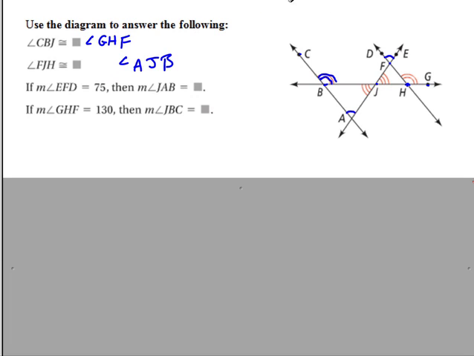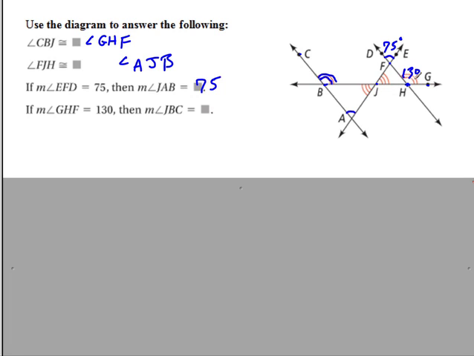Fantastic. What if we give them actual numbers here? EFD. Where's EFD? EFD is 75 degrees. Then find GAB. Well, they're congruent. They're marked here. EFD and GAB. So what is it? They're the same. That's nice. It's 75. That's 75. How about GHF? Where is GHF? Oh, we already marked that one.